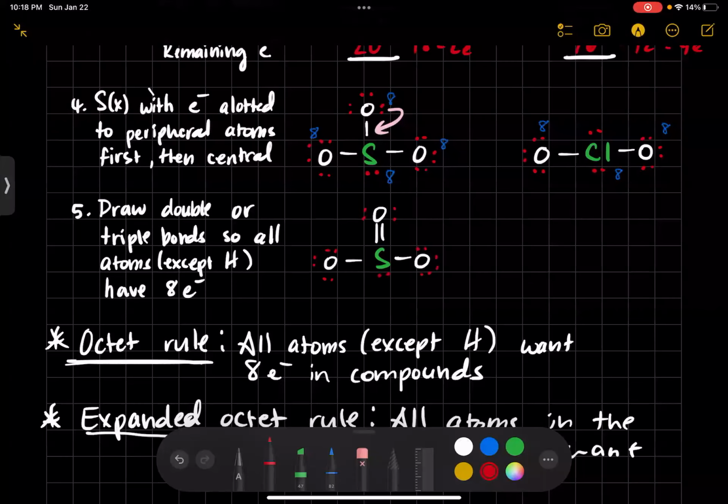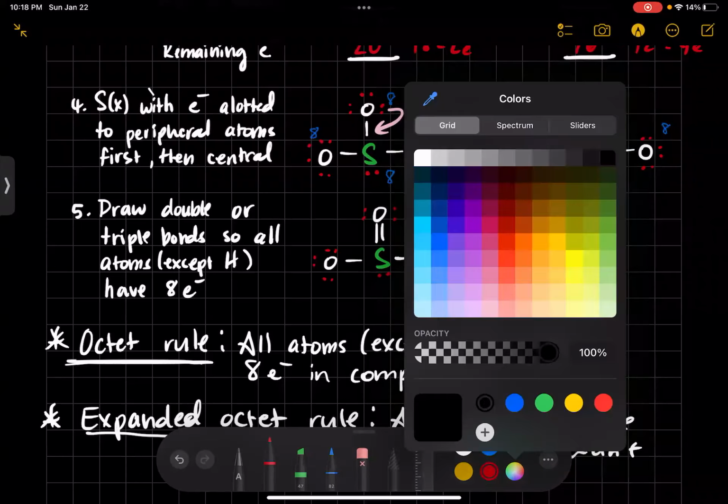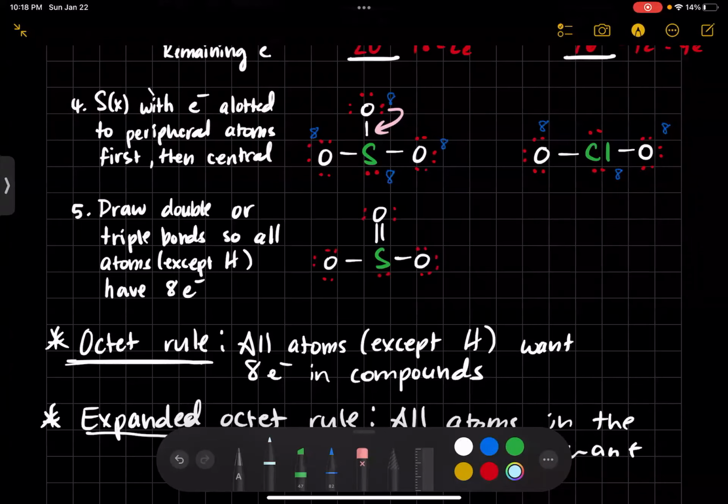And then it already had a lone pair there, right? So now let's count. How many does sulfur feel like it has? So 1, 2 for the non-bonding, 3, 4, 5, 6 for the bonding. Now sulfur feels like it has 6. And so this is the correct structure.